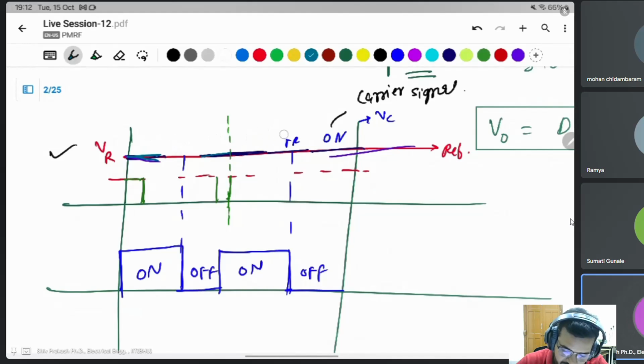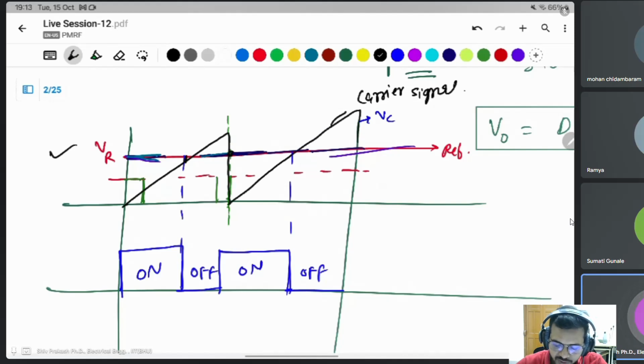This is the converter type where the reference signal is fixed, because it will be fixed. We started from here only. It will depend on the on time and off time. Frequency will be fixed here.